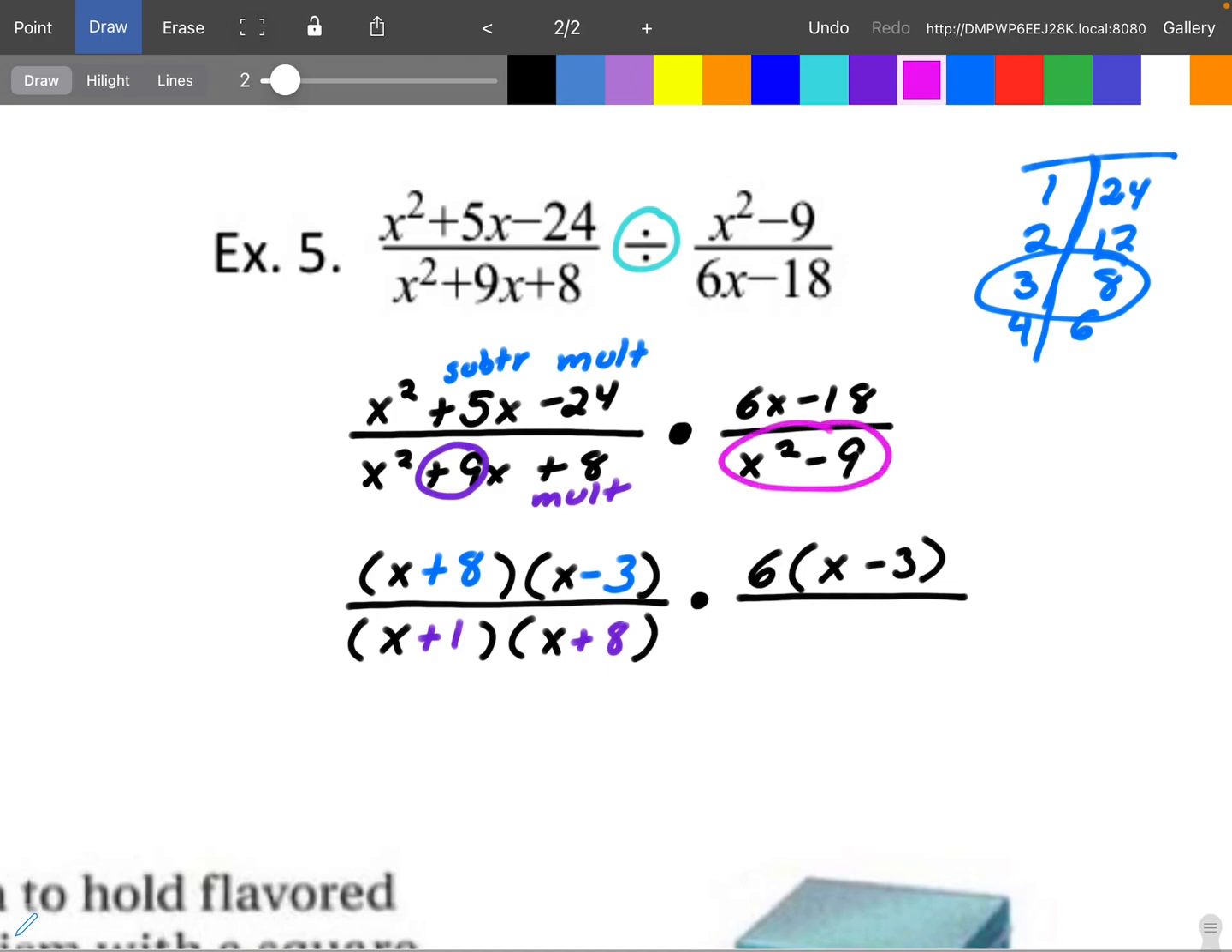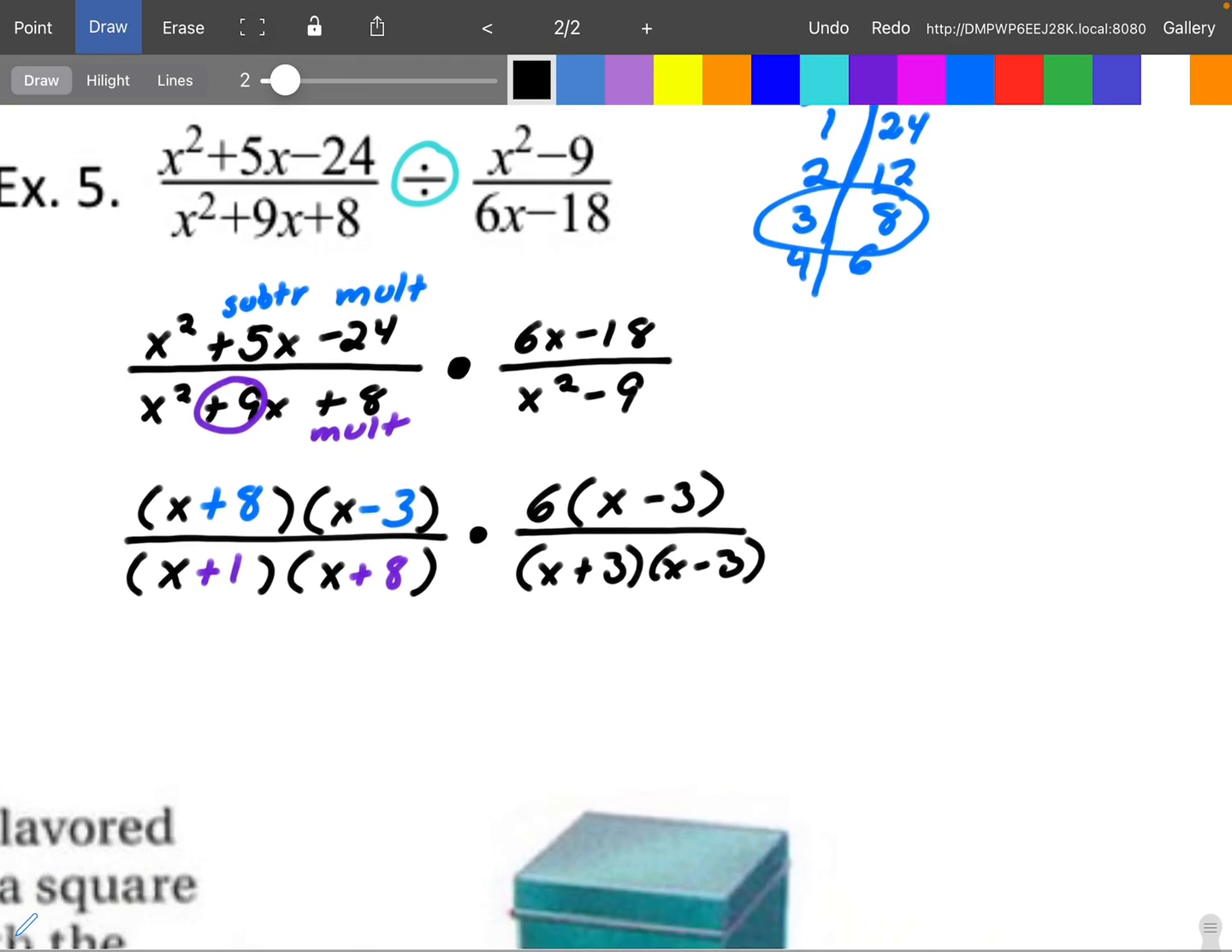And then our last piece that we need to factor is a difference of squares. So x squared minus 9 will factor to be x plus 3 and x minus 3, because x squared is x times x, and 9 is 3 times 3. A difference of squares is almost identical parentheses except one is plus and one is minus. So now we have everything all factored out. So this is where we want to figure out our restrictions. Then we'll start canceling things.